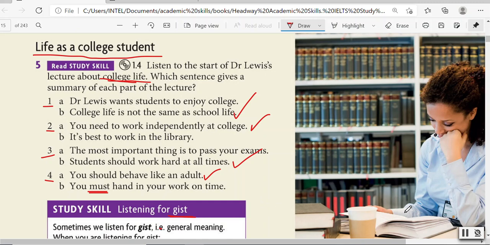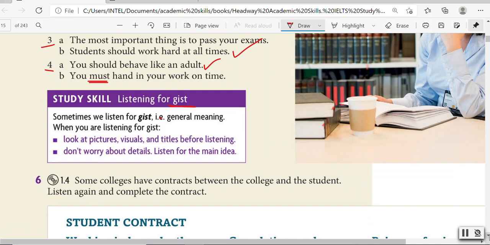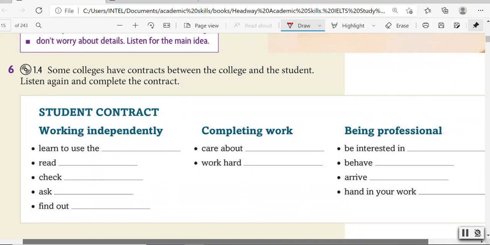And that's all about gist and selecting the main or general idea. We have another exercise and we must listen to the audio. After that, we can fulfill this exercise.